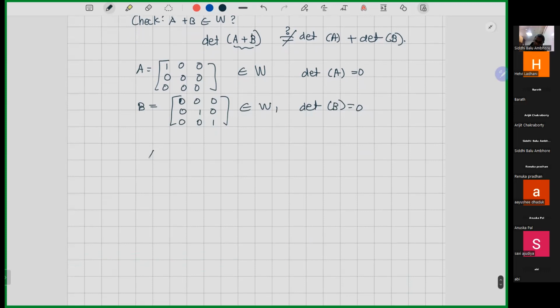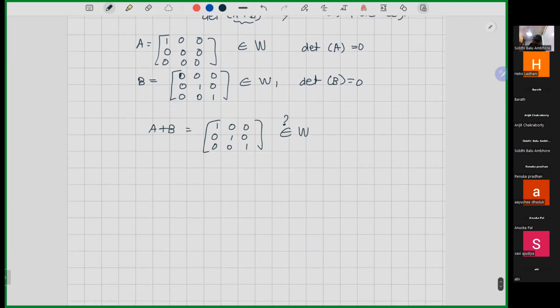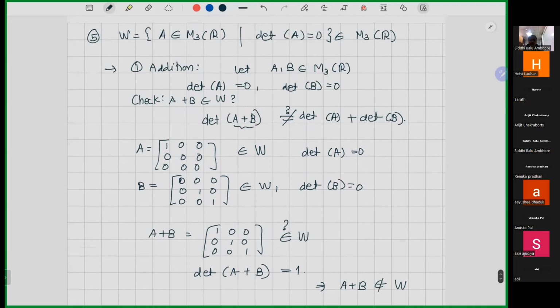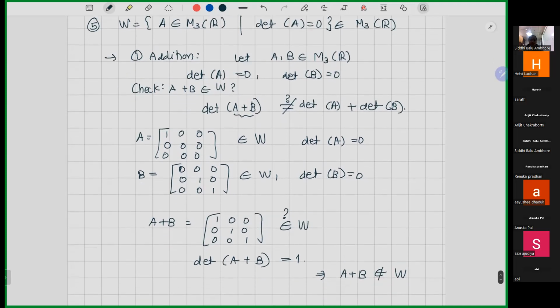But what is A plus B? It is this matrix, right? And does this belong to W? No, right? Because determinant of A plus B now is 1, which clearly tells that A plus B doesn't belong to W. Okay, so this is not a vector subspace because addition is not satisfied here.